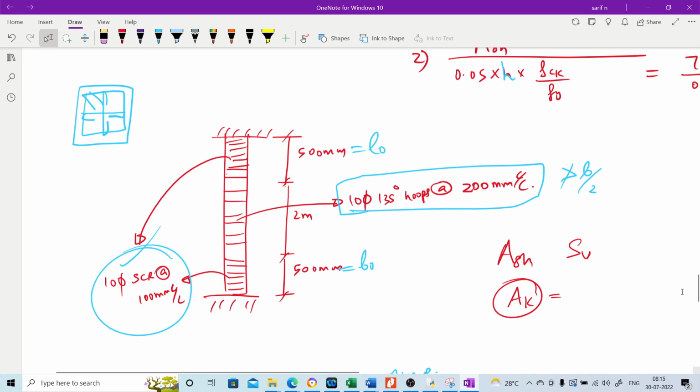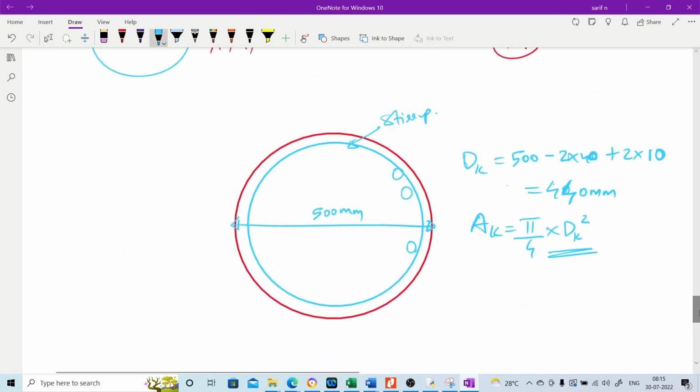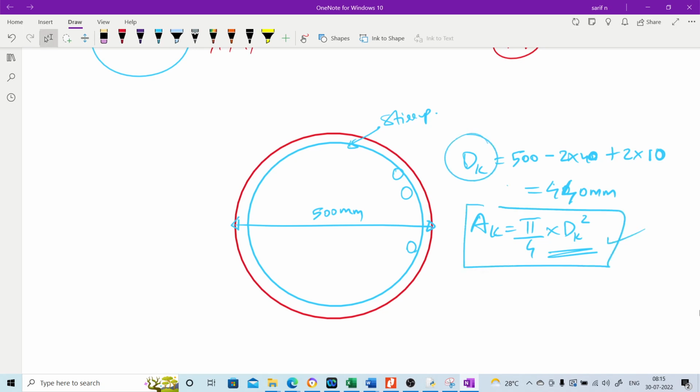Similarly for a circular column, the only difference is that we will have to find out the diameter of the core, and based on the diameter of the core we have to find out the area of the core. Finding the diameter is very simple. The outer dimension is 500, minus 2 clear cover will reach you to the outer point of the longitudinal bars, plus 2 stirrup dimension will take you to the outer of the stirrups. So that will be the core diameter, 440 mm. This is how we calculate the diameter of the core.